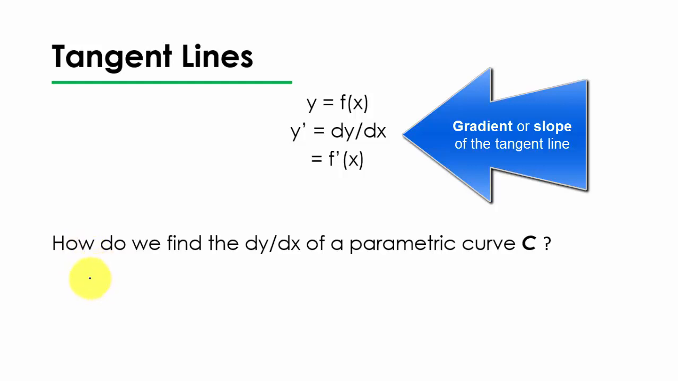For any set of parametric equations, x and y are usually defined in terms of a third variable, for example, t. If we have x of t, we can always find dx/dt, and if we have y of t, we can always find dy/dt. If we want to find out what is dy/dx, using chain rule, we know that dy/dx will be given by this expression over here.